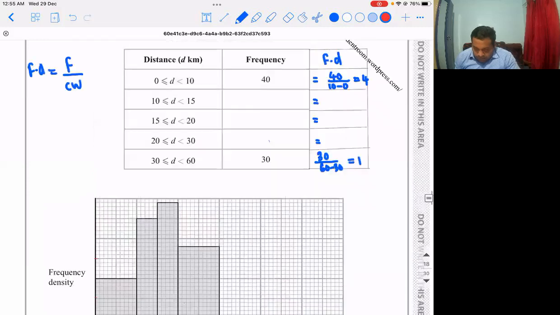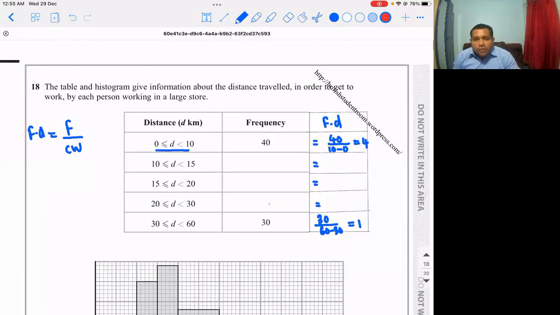Now, first category is 0 to 10. So what is 0 to 10? We will read this question first, right? The table and histogram give information about the distance traveled in order to get to work by each person working in a large store. So the total number of people traveling to work in between 0 to 10 kilometers is 40. That is the meaning of the first row of data. So the respective frequency density for this is 4, right?